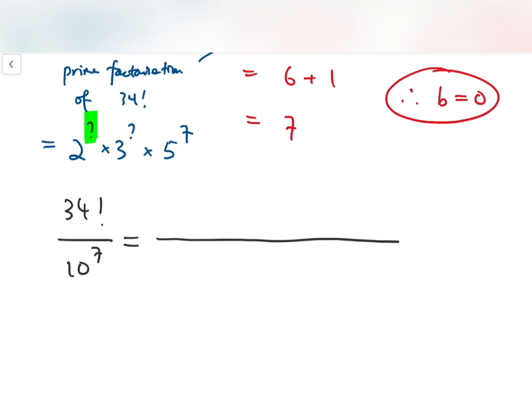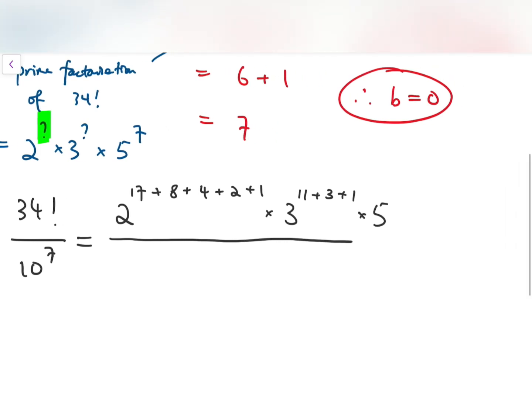I'm going to list out the prime factorization of the factorial. For the power of 2, there should be 17 even numbers, and then there are 8 multiples of 4, 4 multiples of 8, 2 multiples of 16, and 1 multiple of 32. So altogether we have 17 plus 8 plus 4 plus 2 plus 1 factors of 2 added all together. That's 2 to the power 32, multiplied by 3 to the power 11 multiples of 3, 3 multiples of 9, 1 multiple of 27.